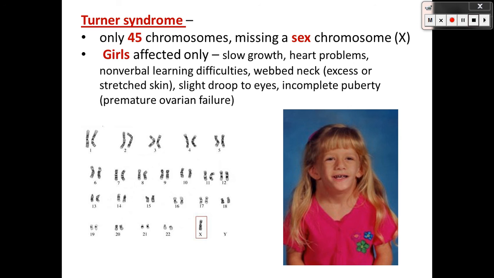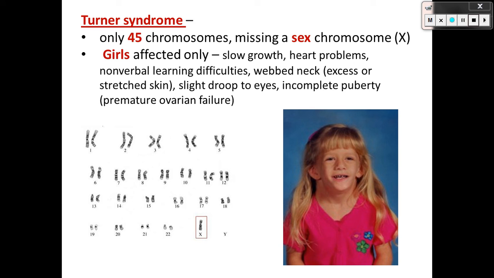Now, this can cause a whole gamut of problems. It can cause the person to have serious heart problems. People with Turner syndrome are usually really slow to grow, so they're very, very short. They have what we call a webbed neck, or excess skin around the neck. As you can see in her neck, it looks very thick, like there's extra skin there. That's a webbed neck feature. They usually have slightly droopy eyes.